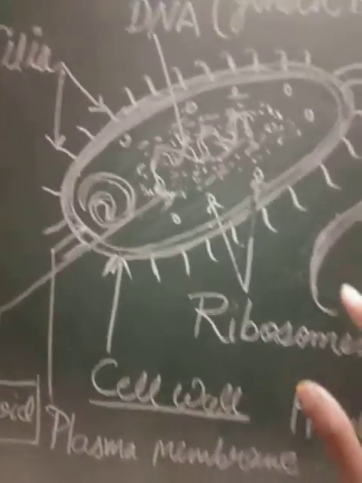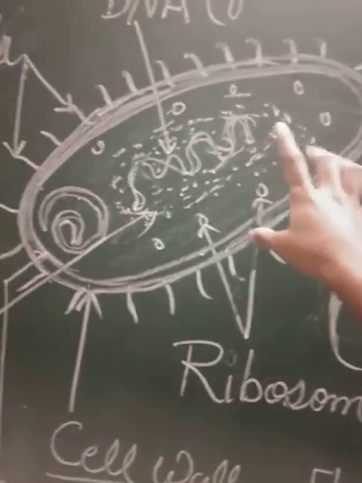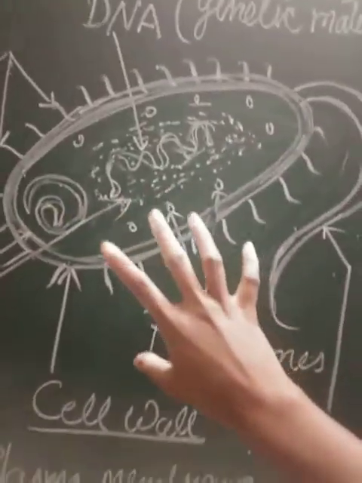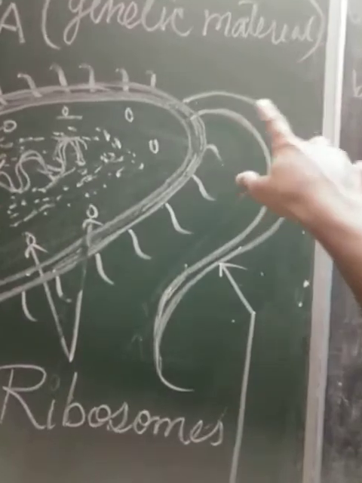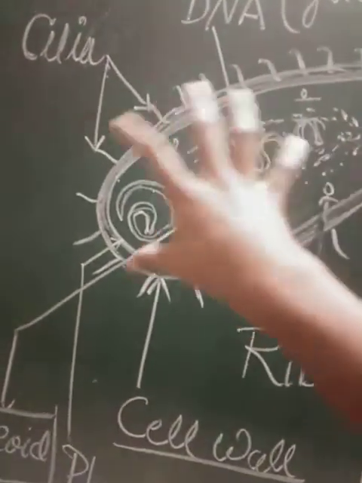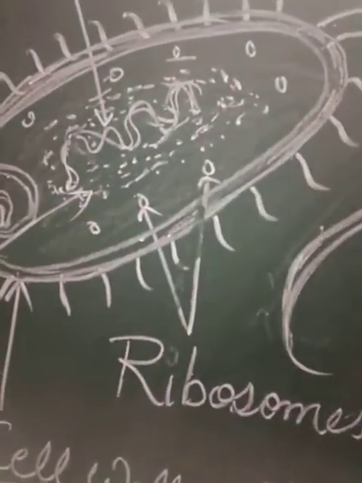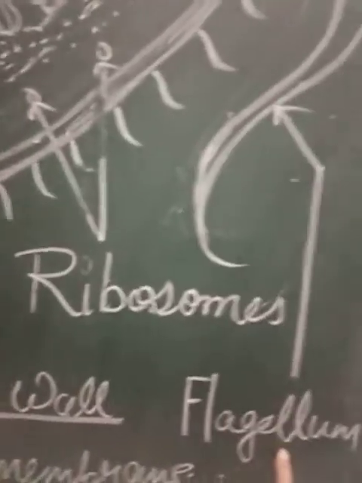Student, you can see here this is the structure of a bacteria. Let me explain. In the last block I haven't told you about this. Here you can see a long tail-like structure, although it is microscopic, but I have drawn it here on the board. This is known as the flagellum.